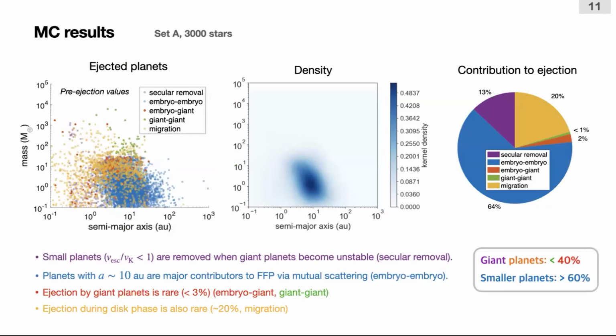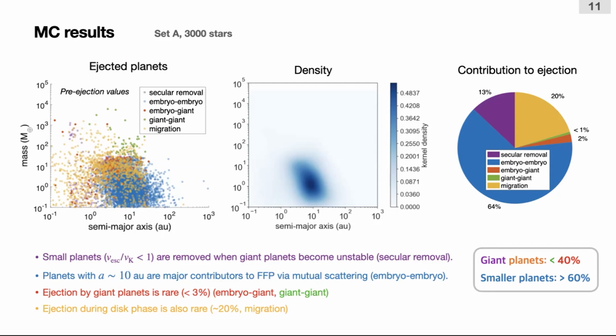Similarly, I'm showing in the left panel the distribution of the pre-ejection values of the semimajor axis and mass of the eventually ejected planets. In the middle panel, I'm showing the density distribution of the data points. And on the right panel, I'm showing a pie chart showing the contribution of different ejection channels to the ejected population. So these results tell us the different ejection channels listed here.